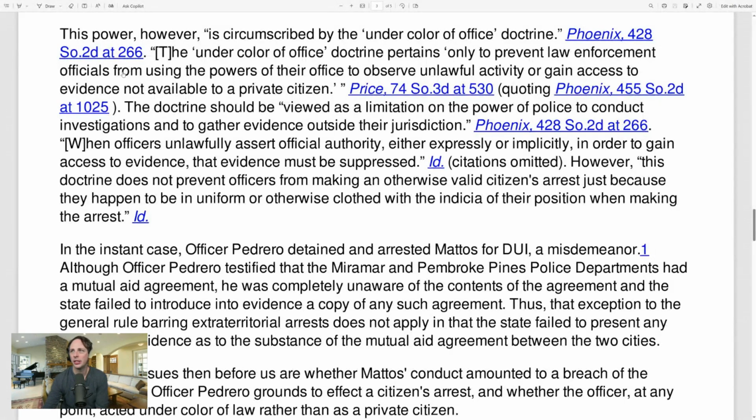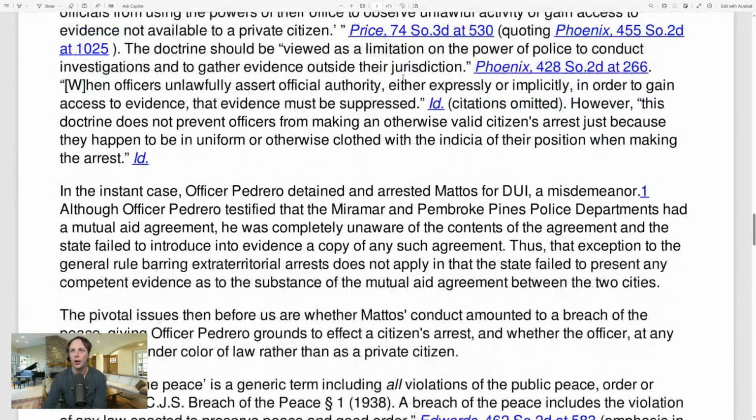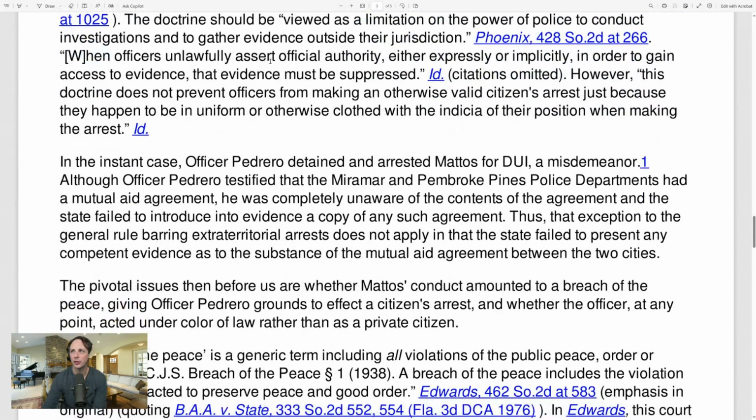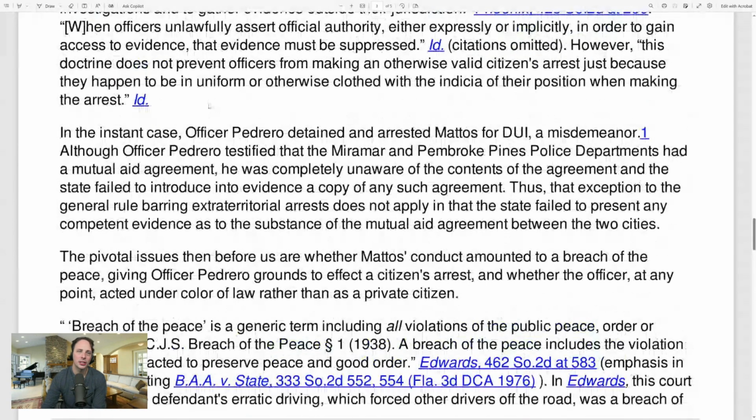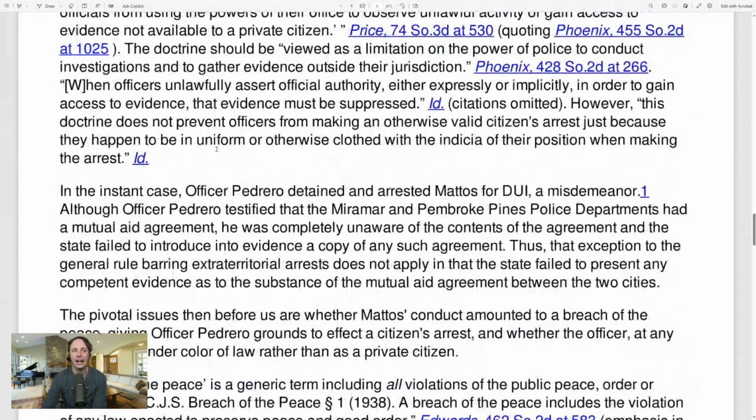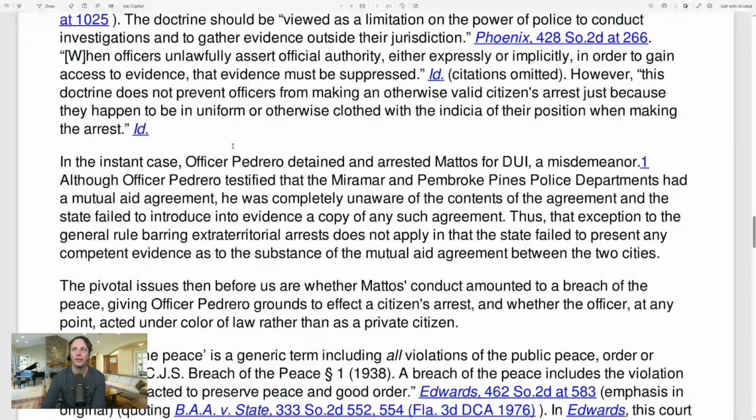So the doctrine should be viewed as a limitation of the power of police to conduct investigations and to gather evidence outside their jurisdiction. When officers unlawfully assert official authority, either expressly or implicitly, in order to gain access to evidence, the evidence must be suppressed. However, this doctrine does not prevent officers from making otherwise valid citizens' arrests just because they happen to be in uniform or otherwise clothed with an indicia of their position when making the arrest. So again, officers could be in uniform, they could be outside jurisdiction, but they have to be falling under the private citizen common law arrestability if they are outside their normal boundaries of jurisdiction.